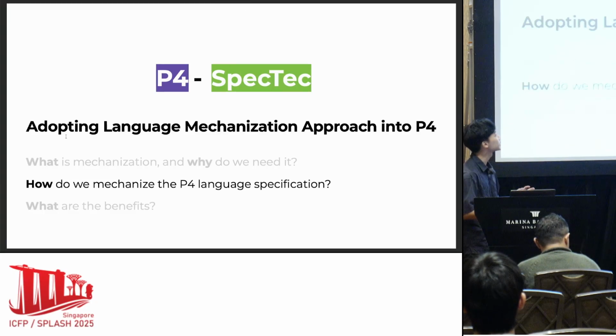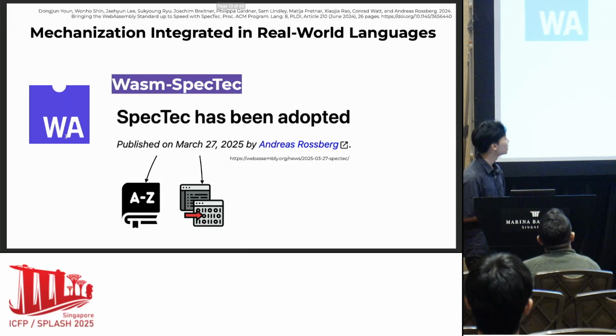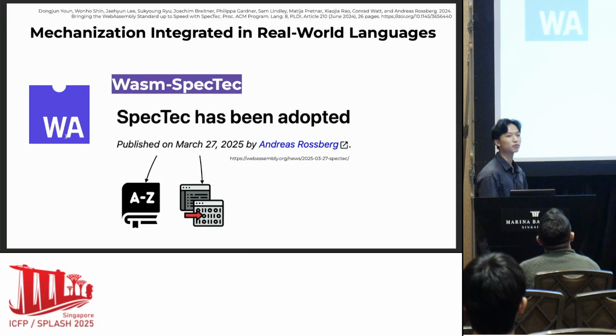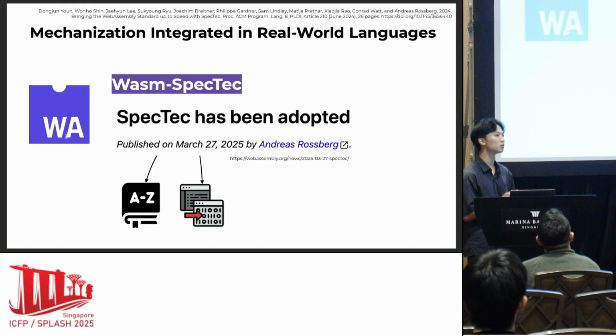So far, we've discussed what mechanization is and why we need it for P4. Let's dive into the details and see how we can mechanize the P4 language definition using P4-SpecTec. One good strategy here is to look at what other languages are doing. In fact, the inconsistency problem is not specific to P4, but is prevalent among many other programming languages, for example, WebAssembly, or Wasm for short.